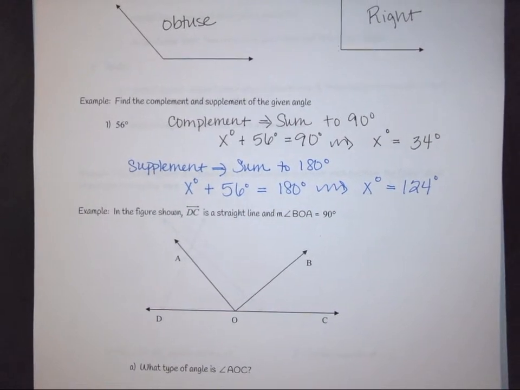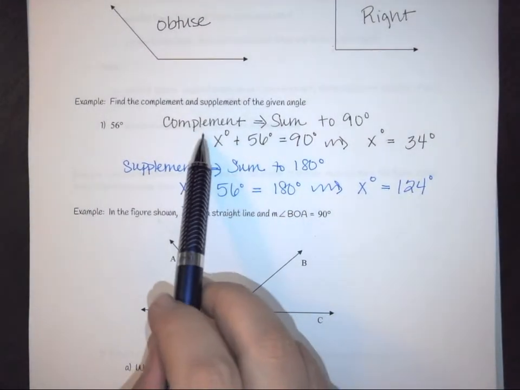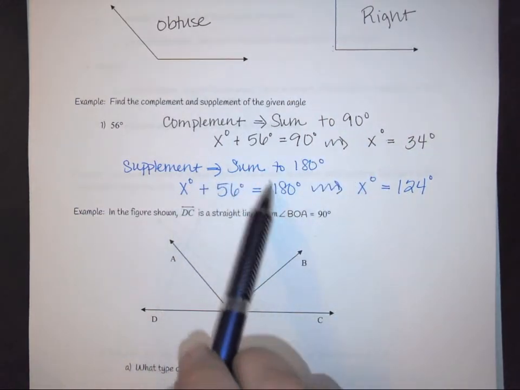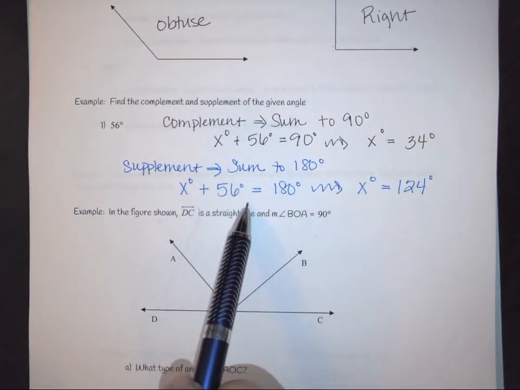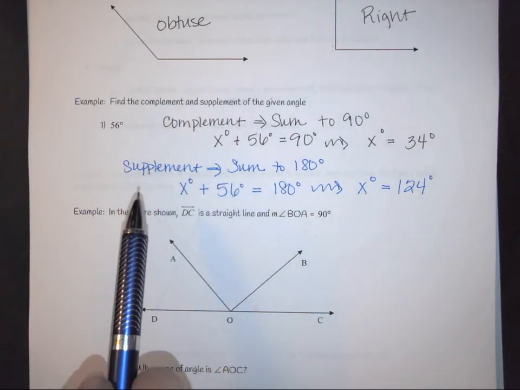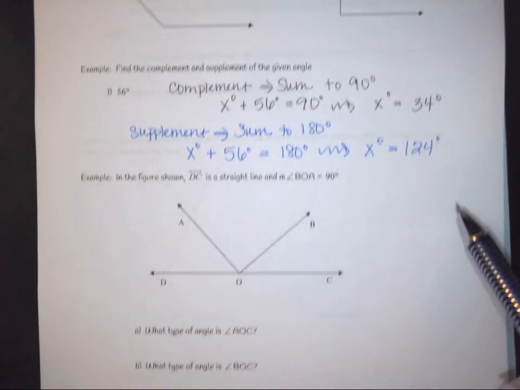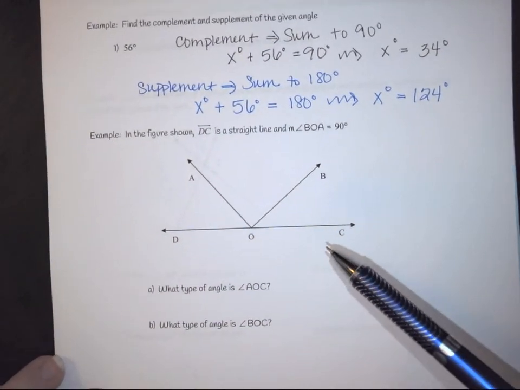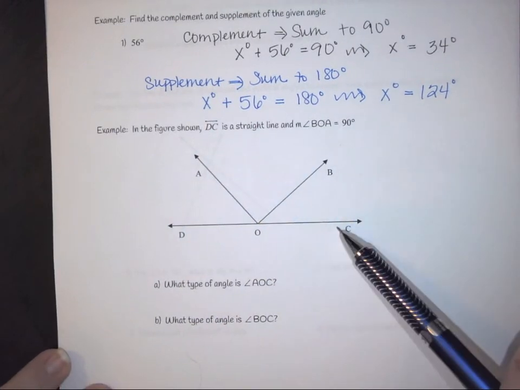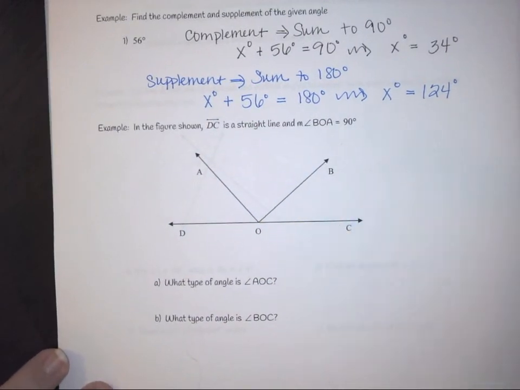So one of the takeaways that you can have here is that complementary angles are acute angles. They are small. Whereas supplementary angles, you're going to have one acute and one obtuse. Okay. Now, another thing that you may be asked to do is you may be given a bunch of angles and you may be asked to identify types.